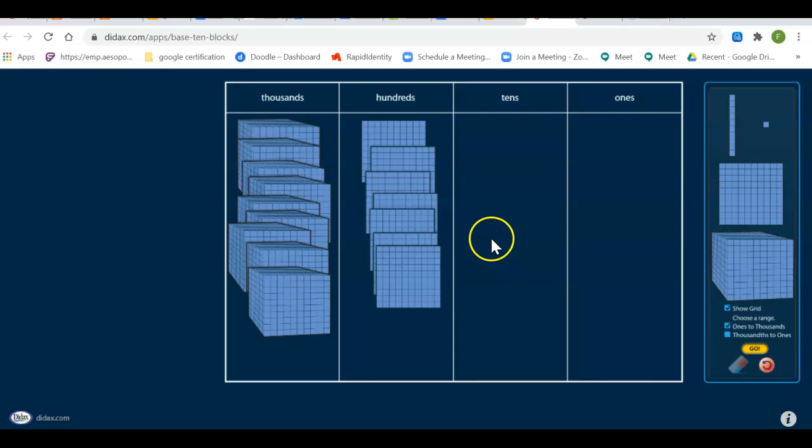And for the tens place, we need 4 of the 10s to go in there. So we're dragging 4 of them over there. 1, 2, 3, 4. And for the ones place, for that first number, we need just 1, because our number was 9,741. So this is to help you compare both of them.